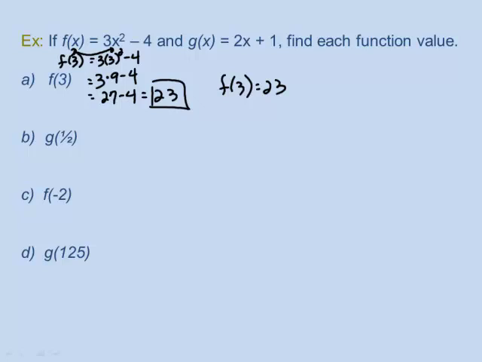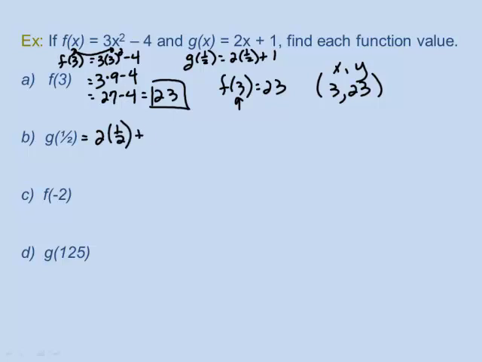equals 23. If you were asked to put that in an ordered pair, remember (x, y), this is always your x value. The answer you get out is your y value. So (3, 23). g(1/2), what that's going to ask you to do is put 1/2 in for your x and solve. So coming down here where I have more room, I've got 2 times 1/2 plus 1 equals, notice those 2's cancel out, 1 plus 1, and 1 plus 1, of course, is 2. So g(1/2) is equal to 2. The corresponding ordered pair, (x, y), would be (1/2, 2).